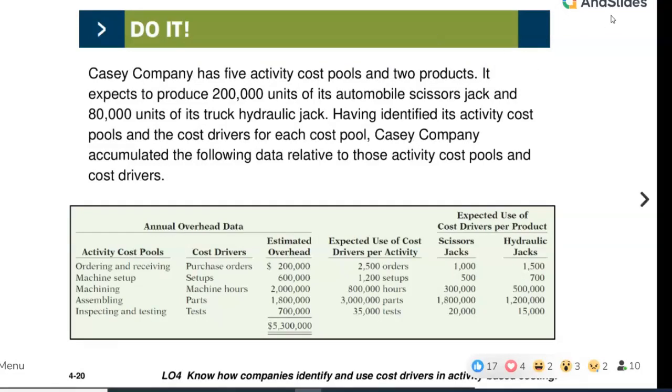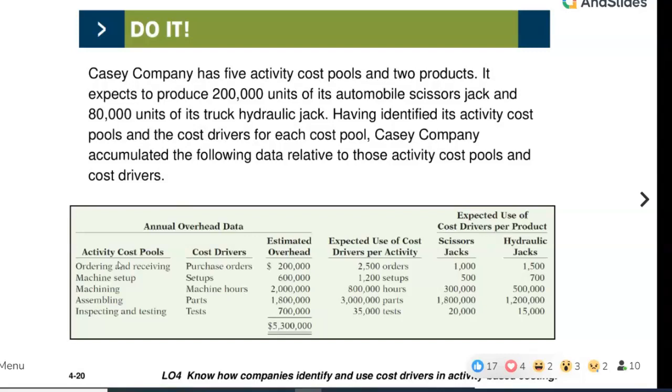Casey Company has 5 activity cost pools and 2 products. Now, many companies have more than 2 products. They have 4 or 5 products. Some are more complicated than others. But to keep it simple here, we're using 5 pools and 2 products. It expects to produce 230 units of scissors jack automobile and 80,000 of truck hydraulic jacks. That's for lifting trucks. Having identified its activity cost pools and cost drivers, Casey accumulated the following data.